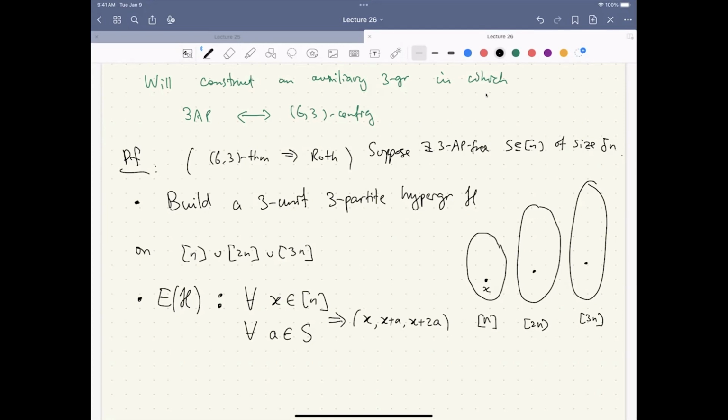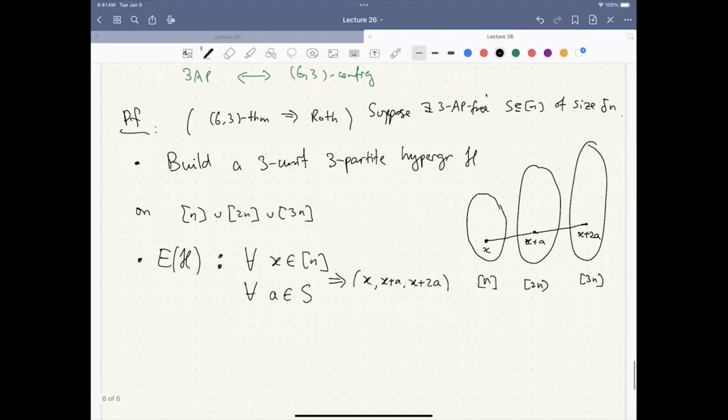That's our hypergraph. What's the number of edges? Well, the number of edges equals, we have n choices for x. You can choose anything here in the first integer. And we have |S| choices for the common difference of the 3AP. So this is delta n squared. S is of size delta n, right?